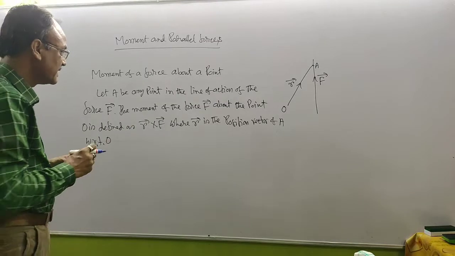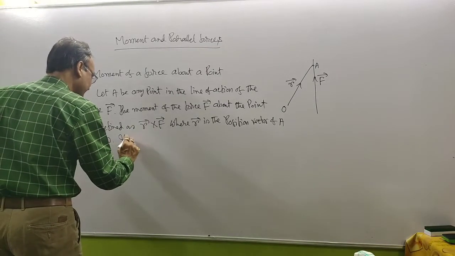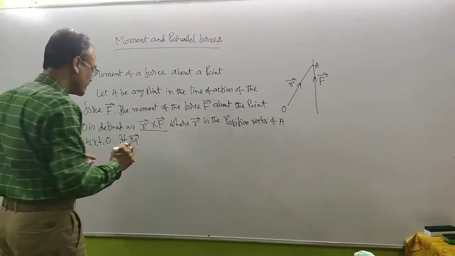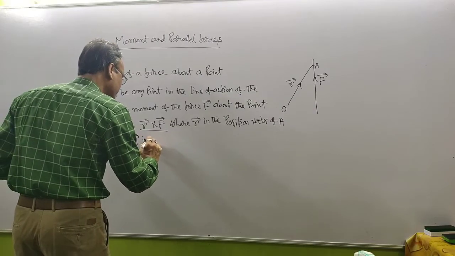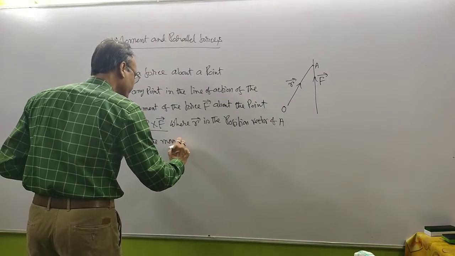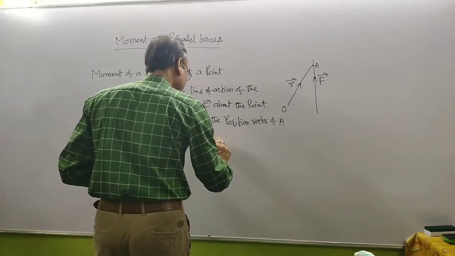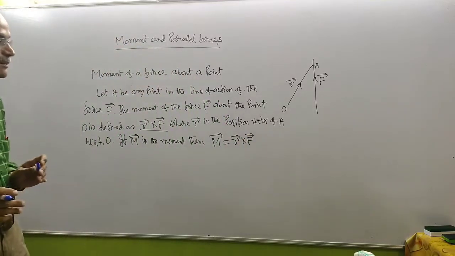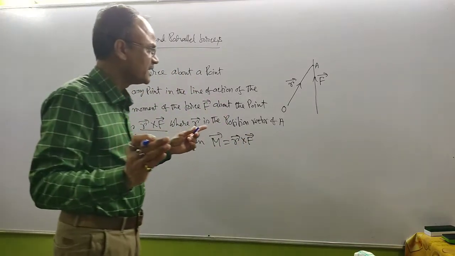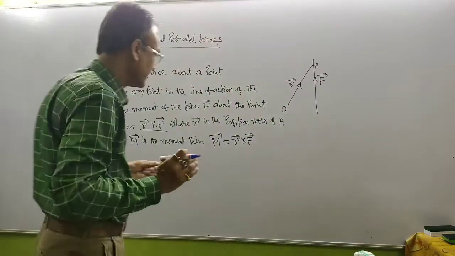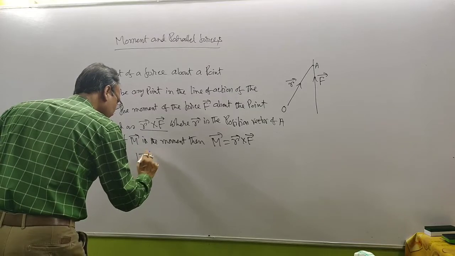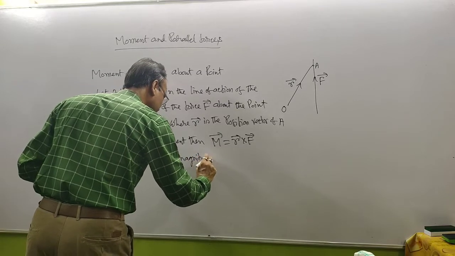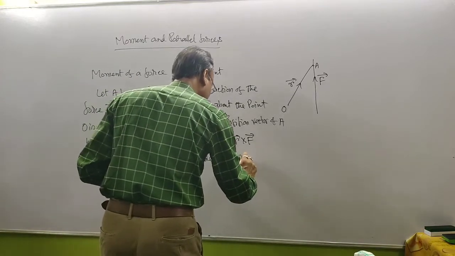R vector cross F vector. Thus, if M is the moment, it will be a vector quantity, since it is a cross product of two vectors. Then M vector equals R cross F vector. Now let us find the magnitude of the moment M.